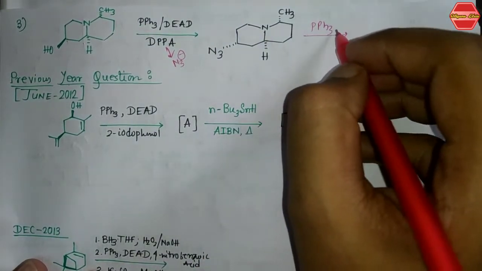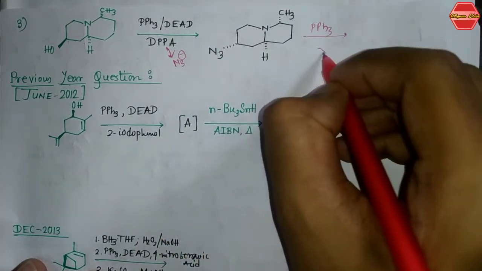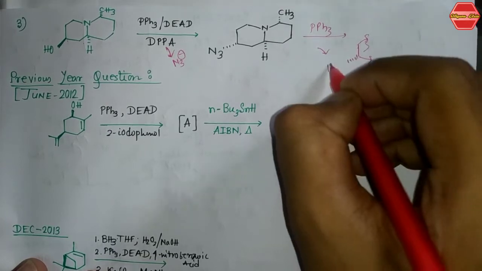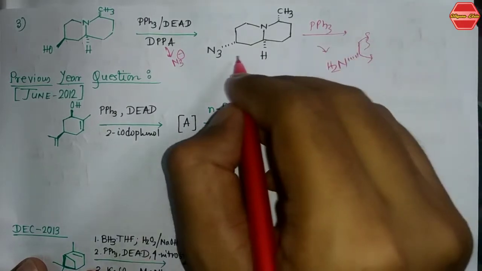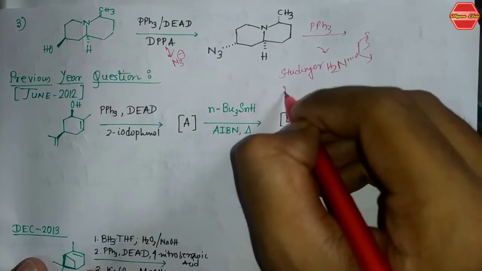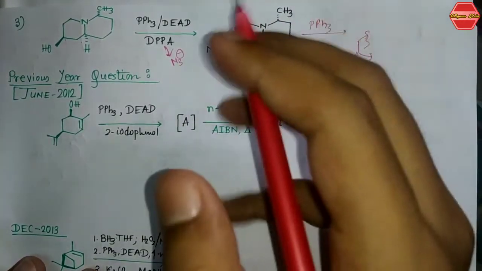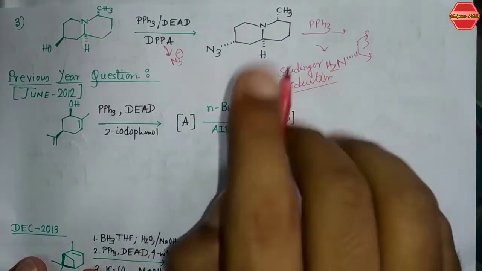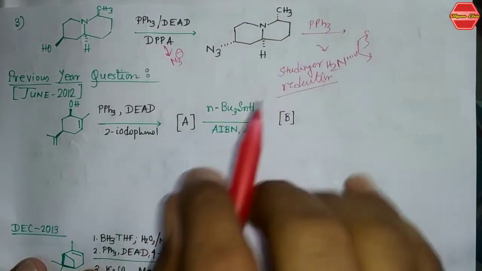You can easily say that this is the Staudinger reduction. When we are using PPh3 with your azide, your final product, I am not writing the overall structure, is this. That is a conversion of N3 to NH2. So this is called Staudinger reduction, right? So this is your Staudinger reaction. If you don't know what the Staudinger reaction is, how it takes place, and how the reagent converts N3 to NH2, you can go over here. I already made a separate video on Staudinger reduction. You can go and check out that video.